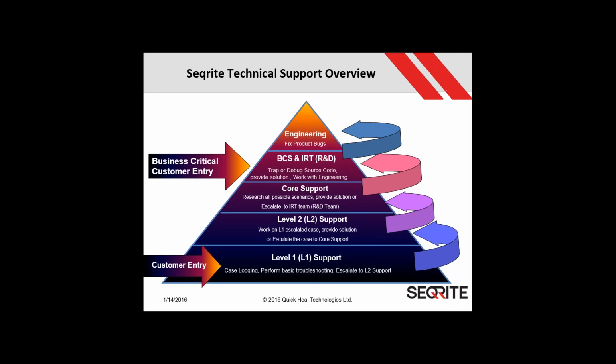They provide resolution, or in case the case needs further handling, they would escalate the case to the core support team. Our core support engineers would research all possible scenarios. They would try to provide the solution, or if it is something related to the software side of things, they would escalate it to the IRT team. Now the first two blocks, which are the engineering, the BCS and the IRT function, constitute our research and development team. So if you are a business critical customer, you directly enter at the R&D function. The reason for this arrangement is basically to provide speedy resolution to our customers who cannot afford much downtime.